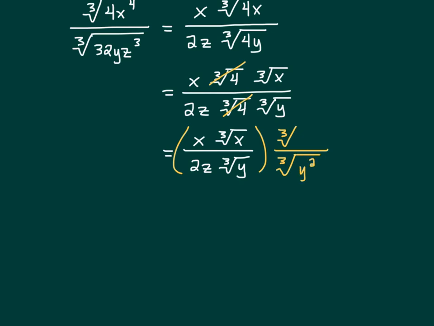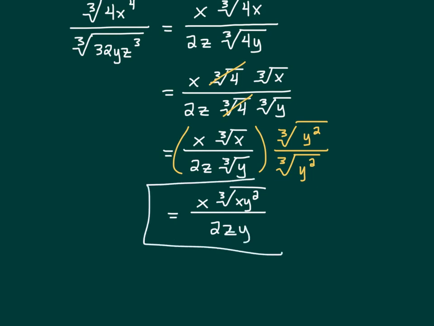Y squared. Because we have y to the first, we need the exponent to be divisible by 3. What can we add to 1 to get a number that's divisible by 3? 2. So we get x times the cube root of xy squared all over 2zy. That's our simplified form. Because the cube root of y times the cube root of y squared is the cube root of y cubed. That's why this is just y. And then this y squared is under the radical.